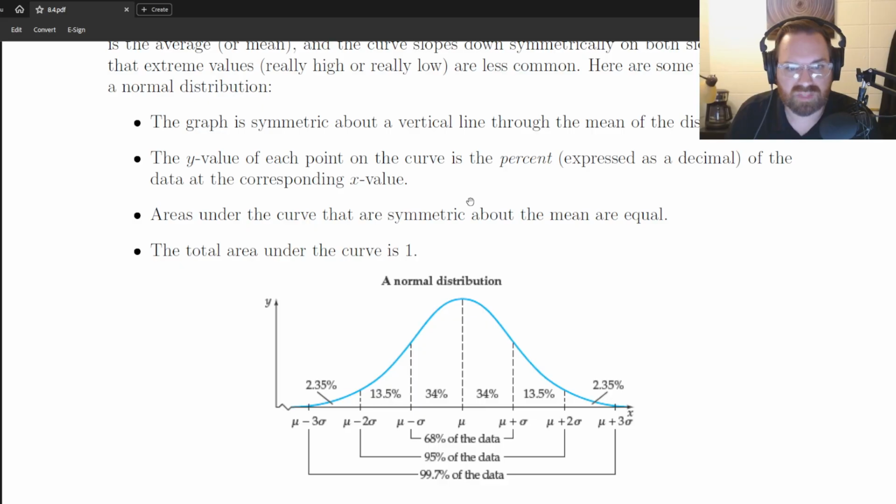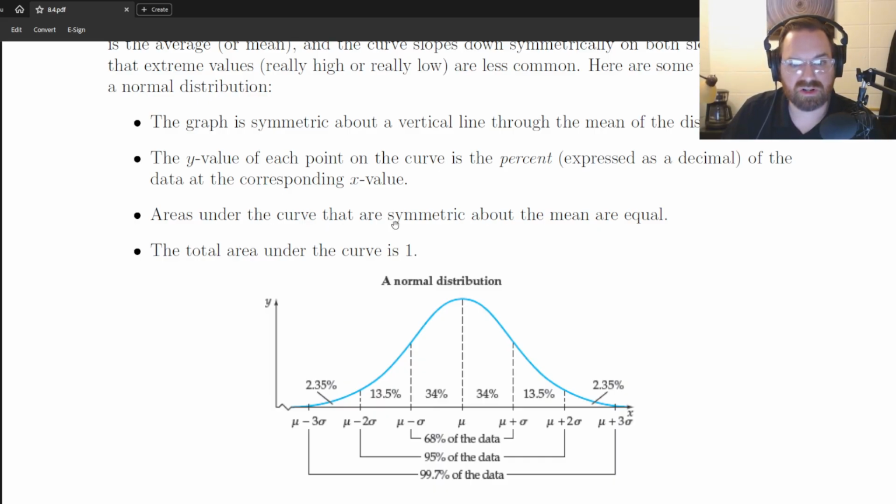So some of the characteristics of the normal distribution: we have a graph symmetric about a vertical line through the mean. Okay, so there's symmetry to the left on this curve and to the right. The mean is going to be right where that symmetry lives. The y value of each point on the curve is the percent, expressed as a decimal, of the data at the corresponding x value. I'll go over a few examples illustrating what that means here in just a minute. And I think as we go through some examples, you'll begin to understand exactly what this is referring to.